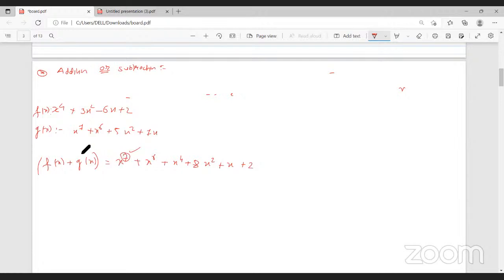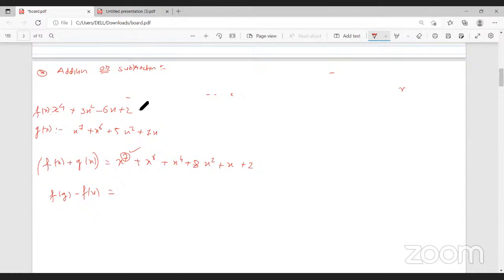Same goes for subtraction also. Say g of x minus f of x. Now in this case, what will happen? x to the power 7 plus x to the power 6, minus x to the power 7. No, sir, it will not be minus, it should be non-minus. Just one minute.